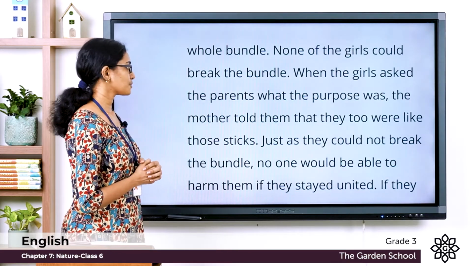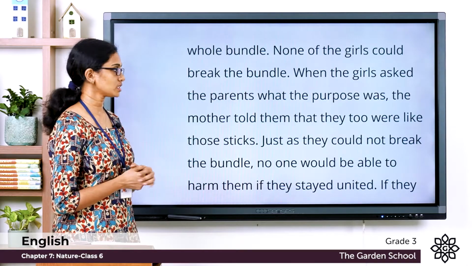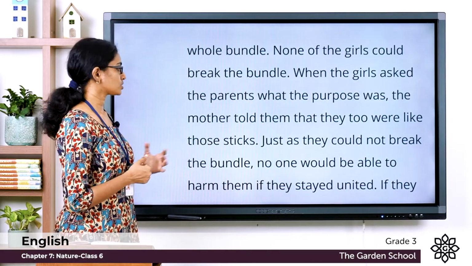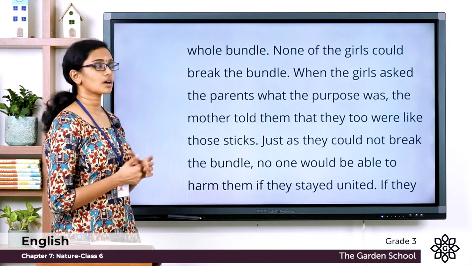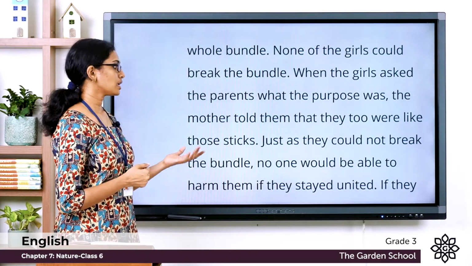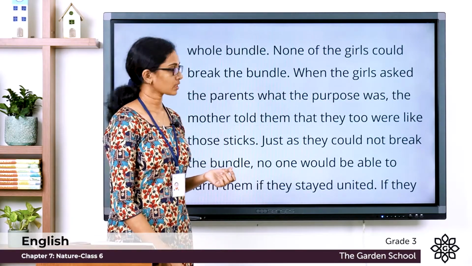When the girls asked their parents what the purpose was, the mother told them that they too were like those sticks. Just as they could not break the bundle, no one would be able to harm them if they stayed united.